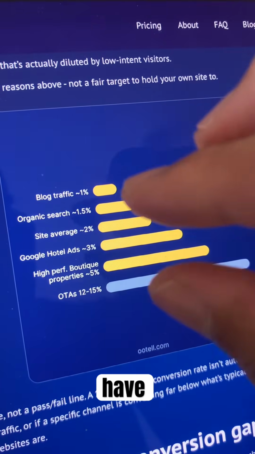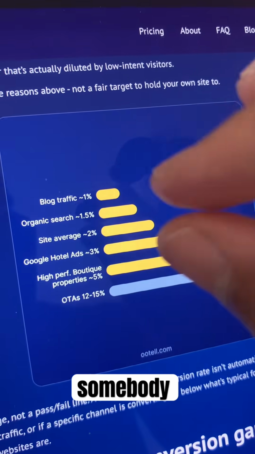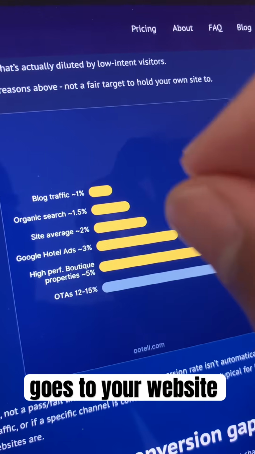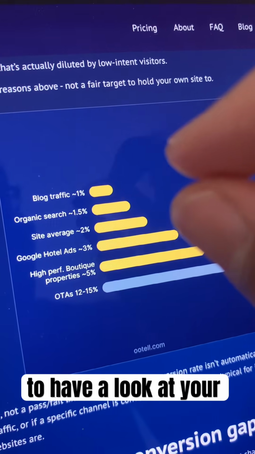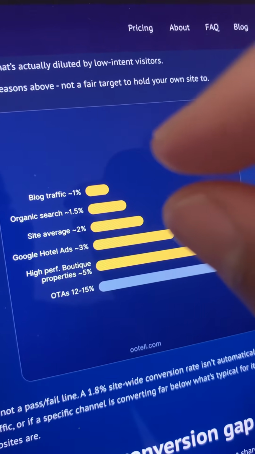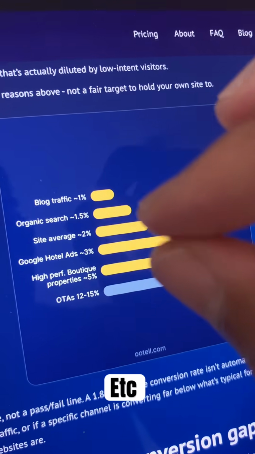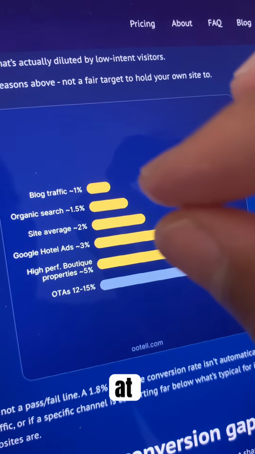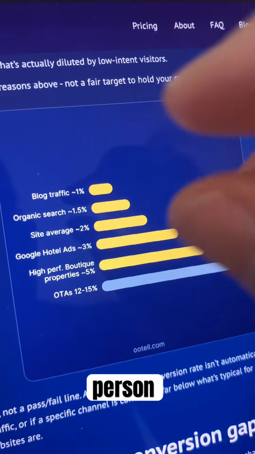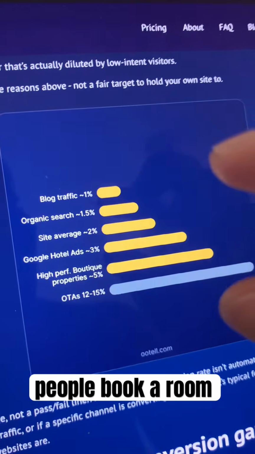The next, we have a basic website. So somebody knows your hotel and goes to your website and decides to have a look at your hotel website, and there's basic information about the hotel and the hotel rooms, etc. And so we are here at 2%. So out of 100 people, two people book a room.